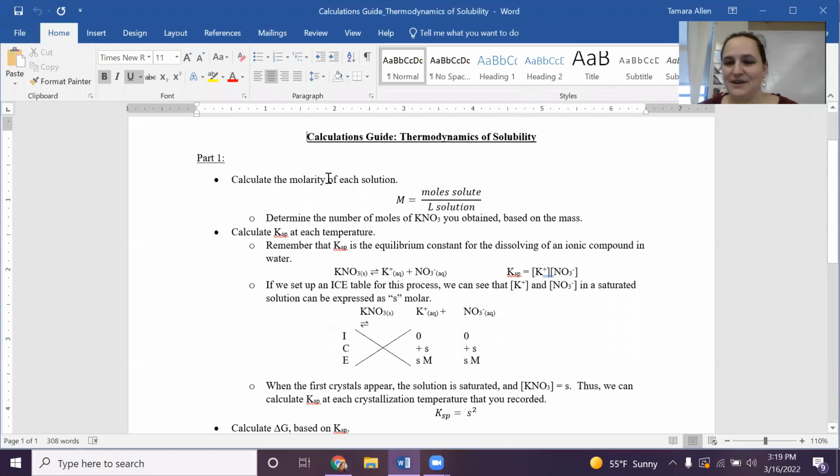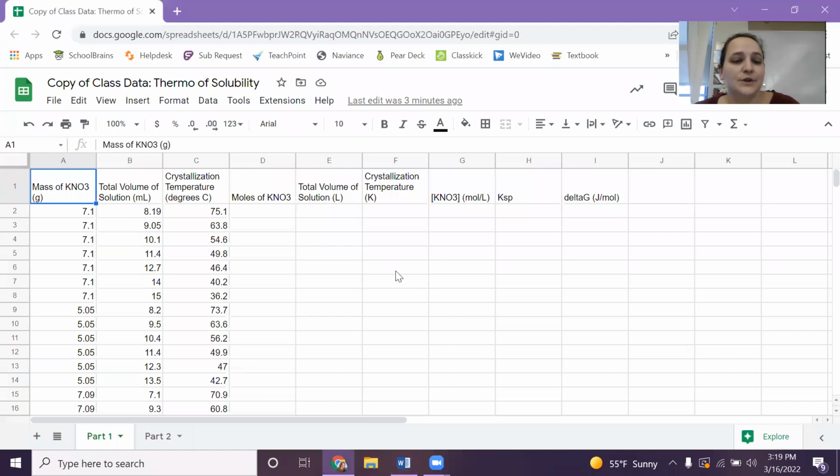First thing we need to do is calculate the molarity of each solution. So we know that molarity is moles of solute divided by liters of solution. So we need those two pieces of information, and then we need to do moles divided by liters to get us the molarity. So we don't currently have moles or liters, but we have grams of solute, which we can convert to moles, and we have milliliters of solution, which we can convert to liters. So those are the first two things that we're going to do.